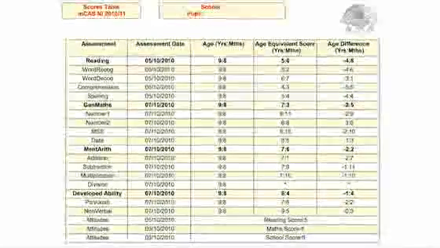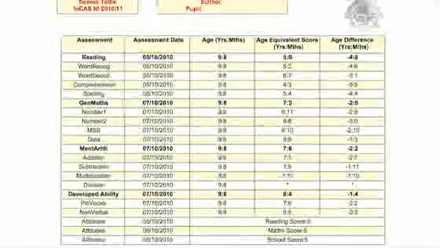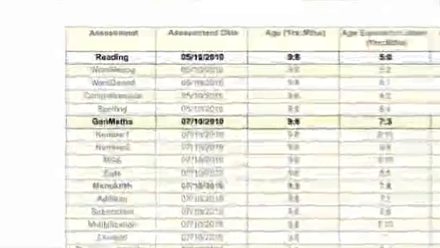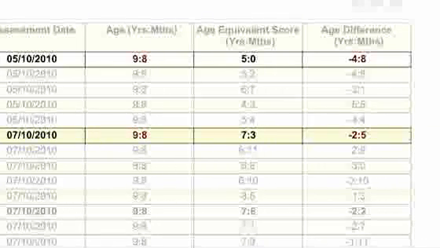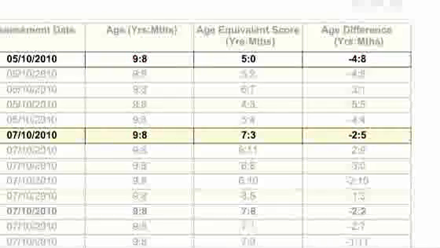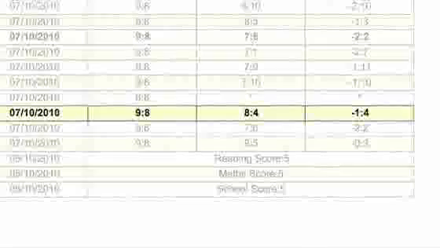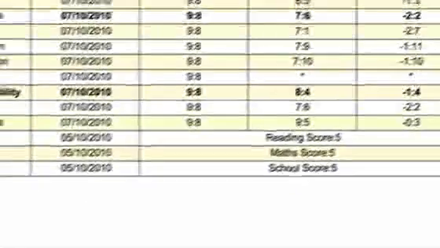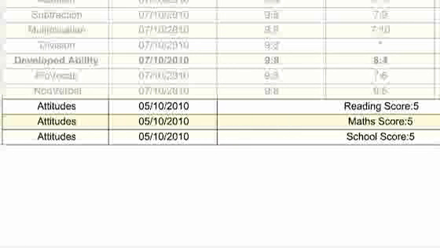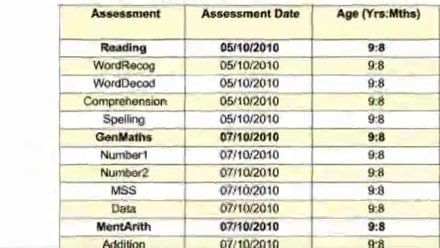Here's one more example. This pupil is a newcomer or EAL pupil, with English as a second or additional language. At the moment, we can see that reading and general maths outcomes are well below their chronological age. But the developed ability outcome is much closer to the child's chronological age, indicating the potential to achieve more. The attitude towards reading, maths and school are very positive. This child has a lot more to give. So are the language difficulties the issue?